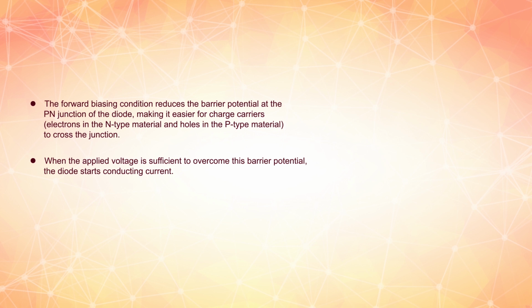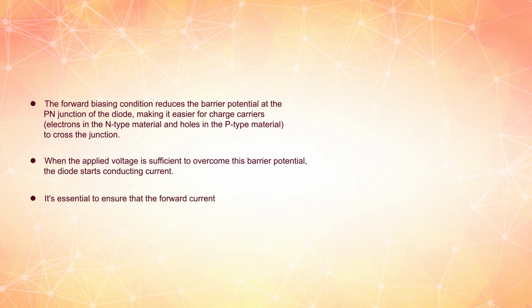As we have studied in the past, depending upon the material, there is a certain amount of barrier potential. As we all know, for silicon and germanium, these voltages vary from 0.7 volt to 0.3 volt depending upon the type of material. So, for a particular material, at least that amount of voltage should be applied to overcome the barrier potential. Once that voltage is applied, which is sufficient to overcome this barrier potential, the diode starts conducting current.